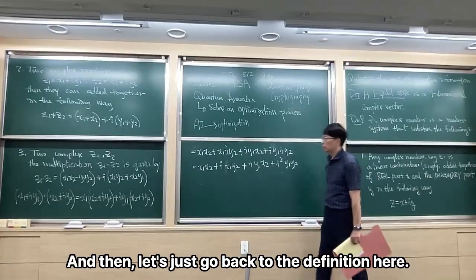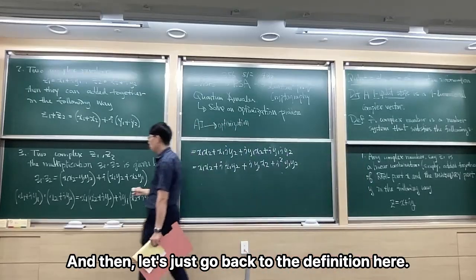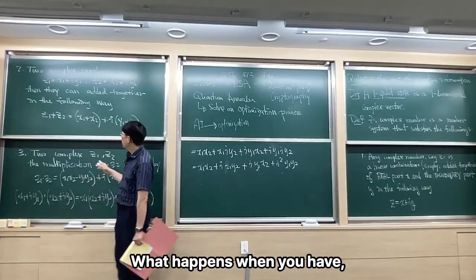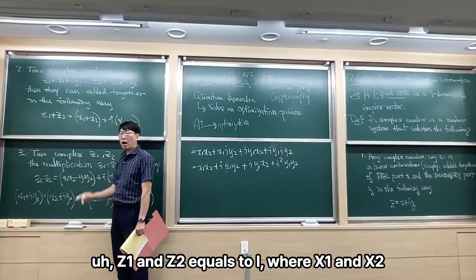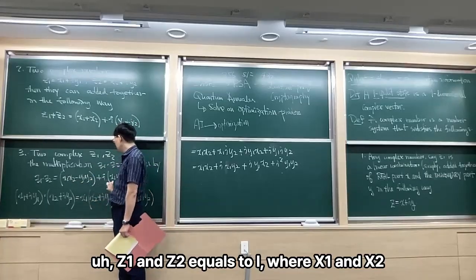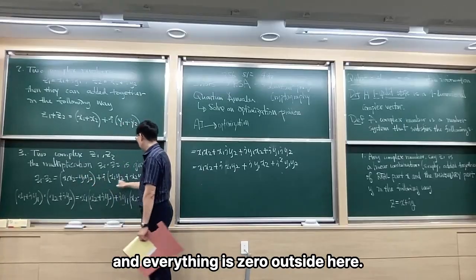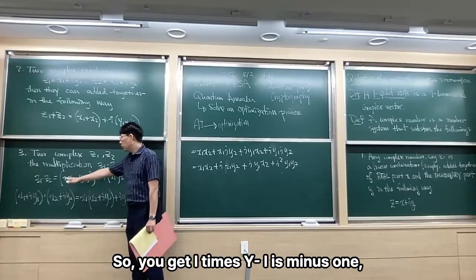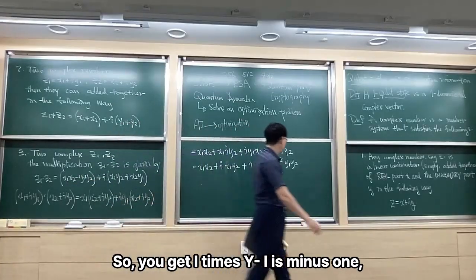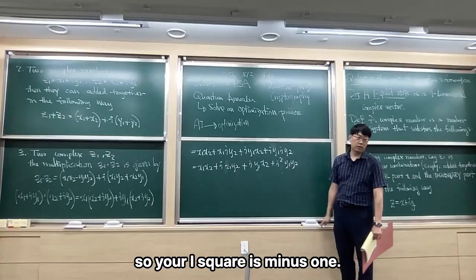And then let's just go back to the definition here. What happens when you have z1 and z2 equal to i, where x1 and x2 are 0 and y1, y2 are 1? You get minus 1 here, and everything is 0 outside here. So you get i times i is minus 1. So i squared is minus 1.